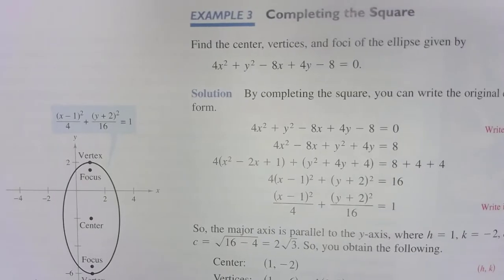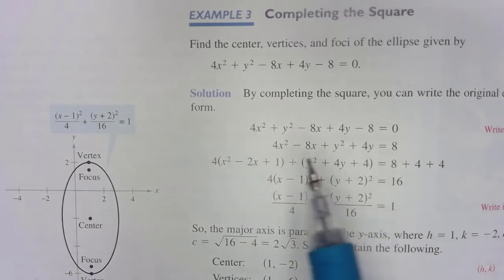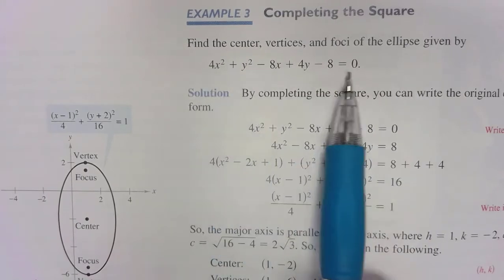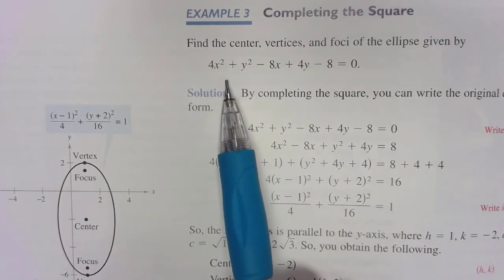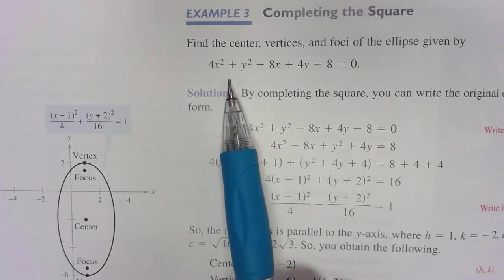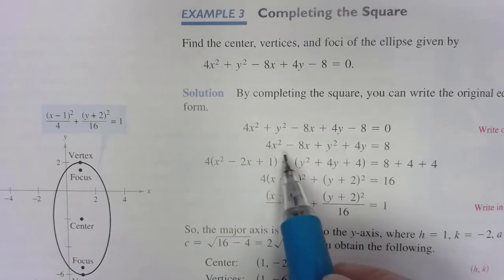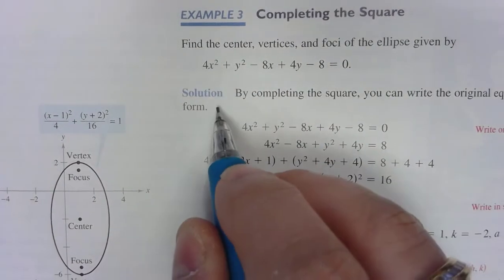So one of the things you would have done in pre-cal and algebra 2 possibly is finding the center and the vertices and the foci of an ellipse given an equation. Well, let us remember, we have to have x minus h quantity squared, y minus k quantity squared, and the equation must be equal to 1.